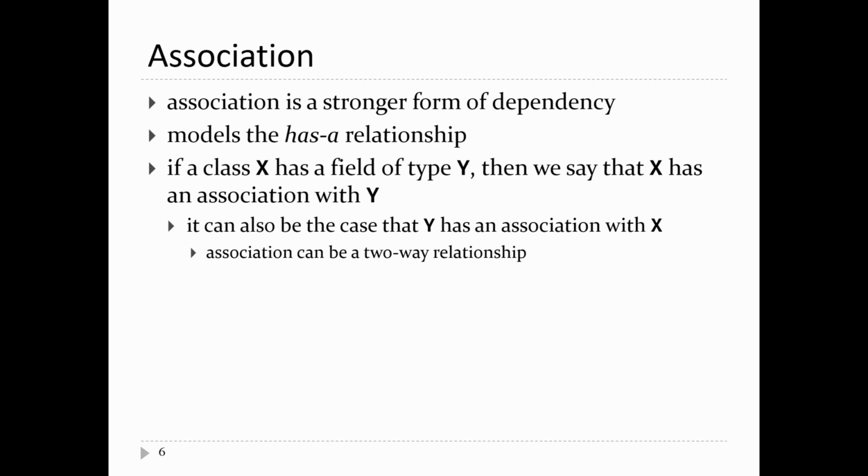association is "has a." So X has a Y, and that means that your class X has a field of type Y. If that's the case, then we say that X has an association with Y. Now it can also be the case that Y has an association with X. So association is also allowed to be two-way.